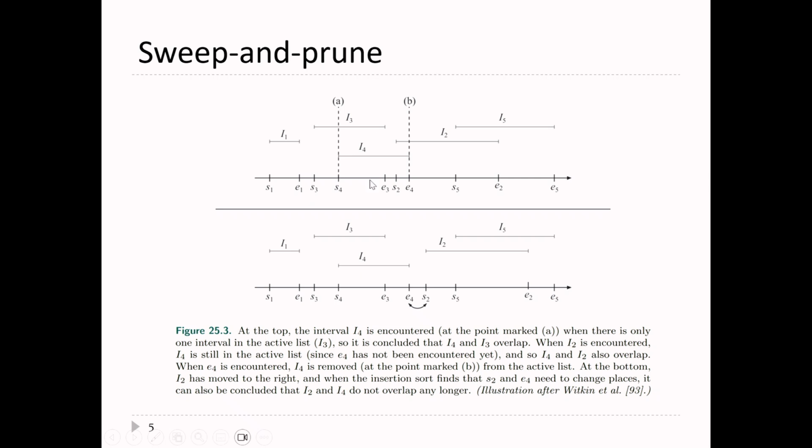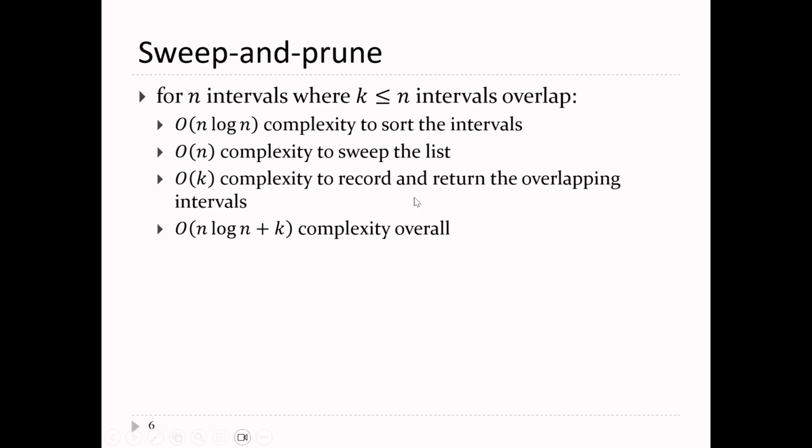Now the question is how complex is this? So for n intervals, and if there are k overlapping objects, we have to put the intervals into the list and then sort them. So you put them into the list once, but then you have to sort them every time. So the sorting, we know, takes O(n log n). We're going to do some sort of comparison-based sort, so that has expected complexity n log n.